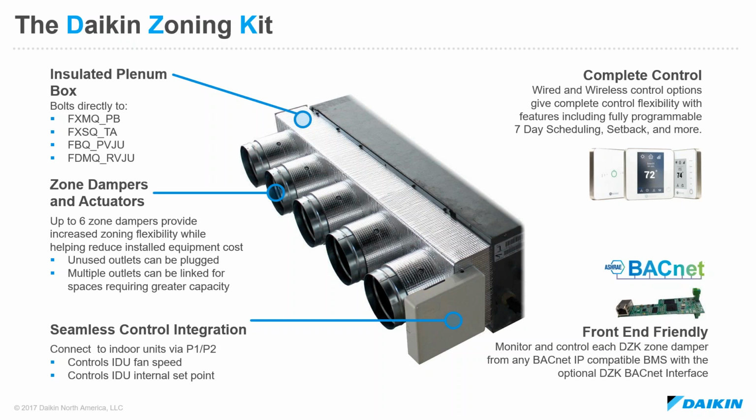From a control standpoint, the DZK wires back to the indoor unit on P1, P2. So you have very seamless control integration between the DZK's control mechanism and the indoor unit itself. So the DZK ultimately takes over the indoor unit control, and it will set the indoor unit fan speed. It will set an internal indoor unit set point. So it's something that's not really visible to the user of the DZK thermostat, but the DZK is logically aggregating the demand of each zone outlet and making command decisions to control the indoor unit operation.